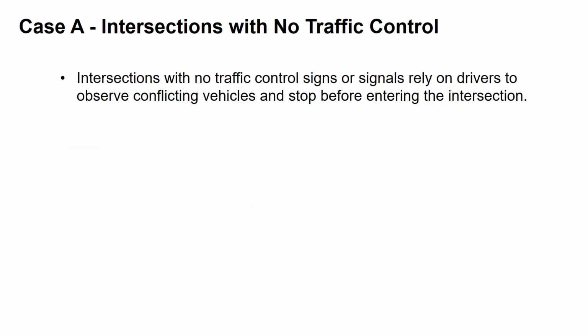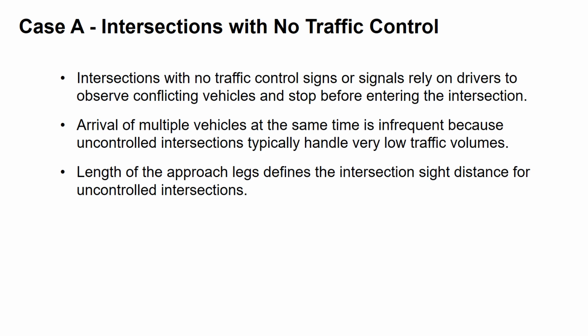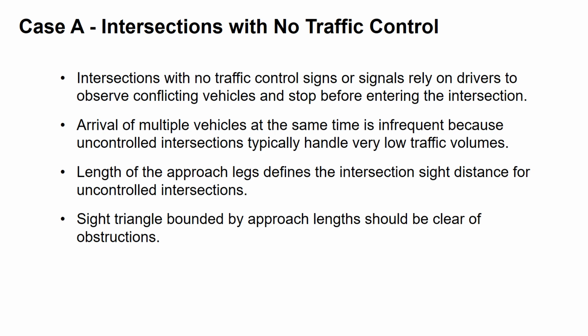So starting here with case A, these are intersections with no traffic control. So these are relying on drivers to observe the conflicting vehicles and stop before entering the intersection. As you may imagine, these are pretty rare, and these are going to be in very, very low volume rural locations typically. The arrival of multiple vehicles at the same time is infrequent because of the result of those low traffic volumes.